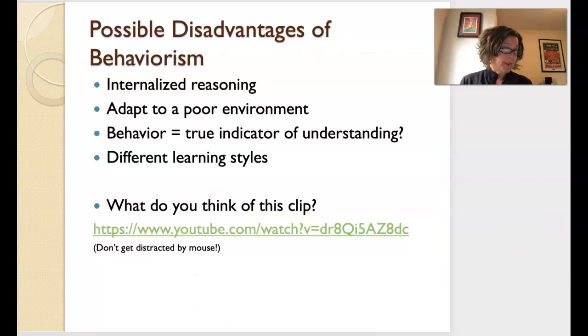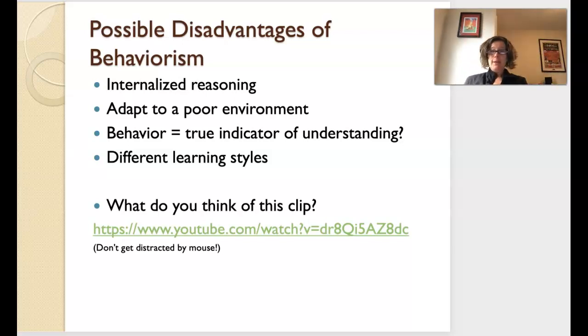Possible disadvantages are students don't really internalize the reasoning behind why they're doing it. They might arrive on time because they'll be punished if they don't, but they don't really realize why it's important to arrive on time, that it's respectful to the teachers and to their colleagues, but it's only about the actual action of arriving on time. They may adapt to a poor environment. So maybe the environment that the teacher is setting up is actually not positive, but a child will adapt to whatever environment it is when they're being rewarded or punished.